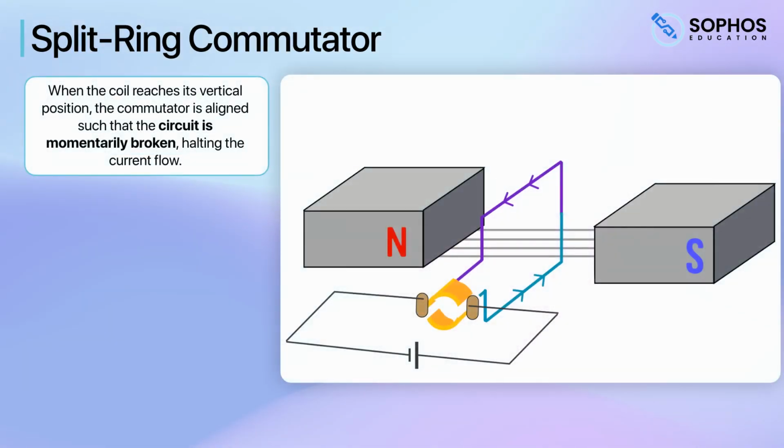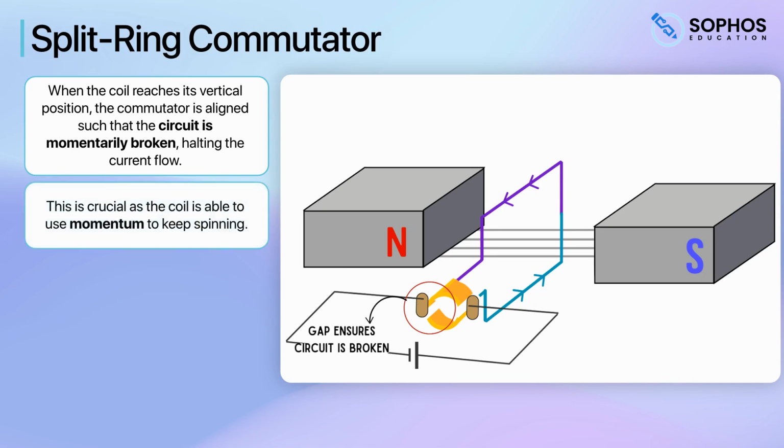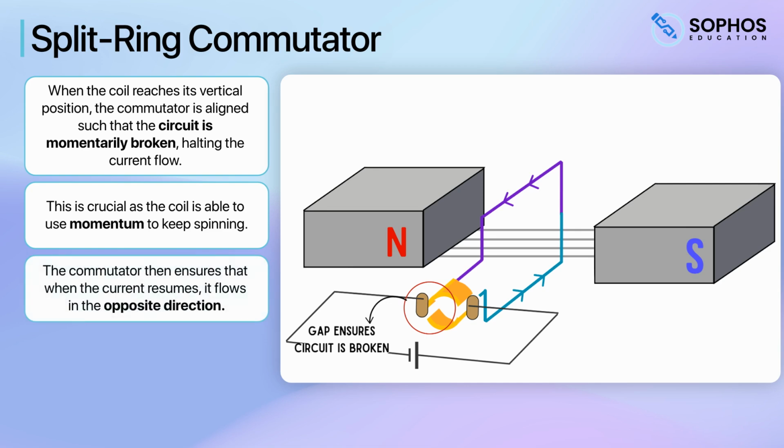When the coil reaches its vertical position, the commutator is aligned such that the circuit is momentarily broken, halting the current flow. This is crucial as without the current-induced forces acting on it, the coil is able to use momentum to keep spinning. The commutator then ensures that when the current resumes, it flows in the opposite direction.